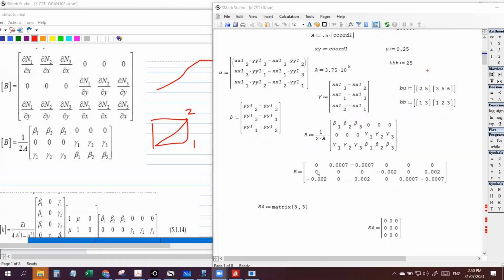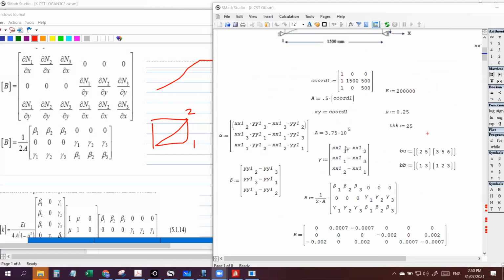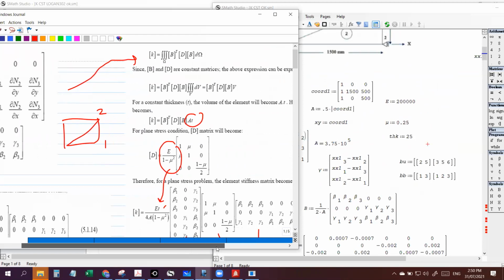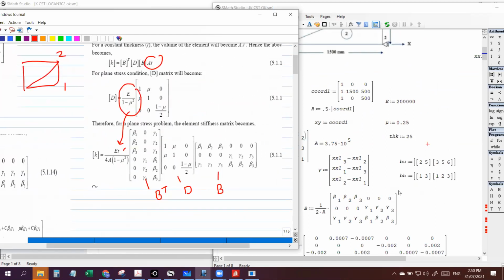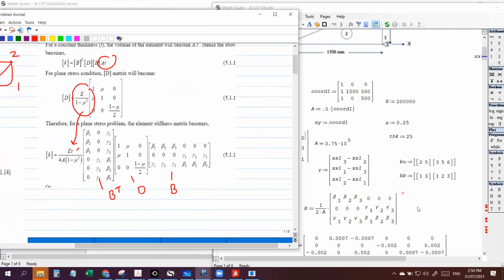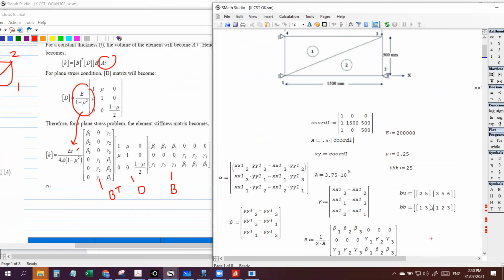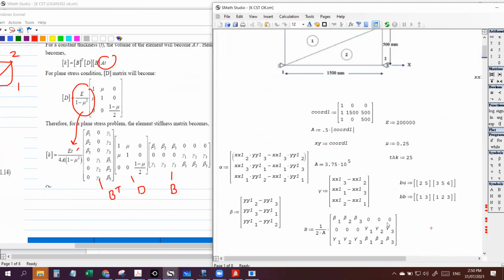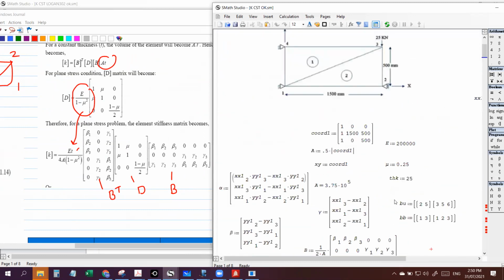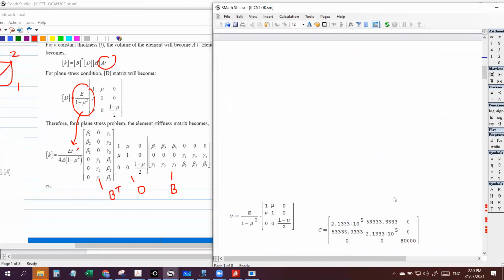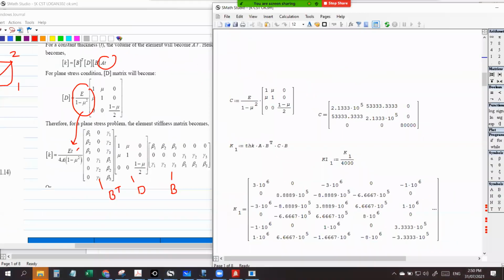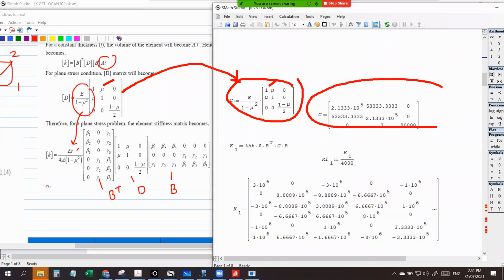Okay, next is, so yan, constant yung B. So from the formula, establish na natin yung B. That's it. And I only use, nasan yung D matrix ko? Where's my D? Bakit wala? This one. Yan po. So this is the D matrix. I named this as C. E over 1 minus mu square. So this is the C or the D matrix.